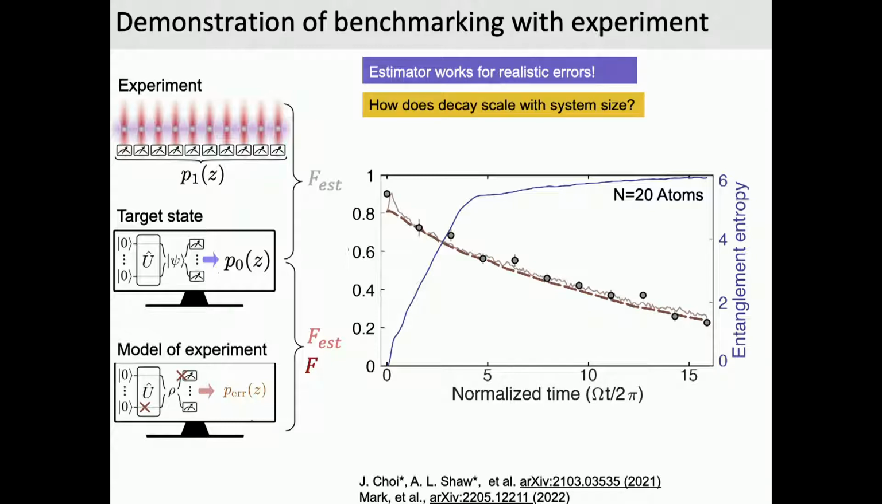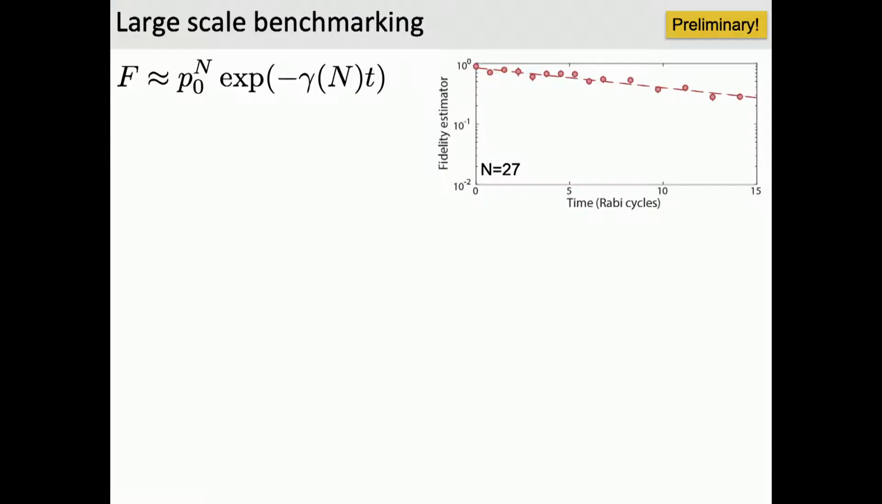You can ask a few questions now. So how does this actually scale with system size, and maybe when are you even better than the classical algorithm? I want to get to this a little bit. So we recently performed more large-scale benchmarking.